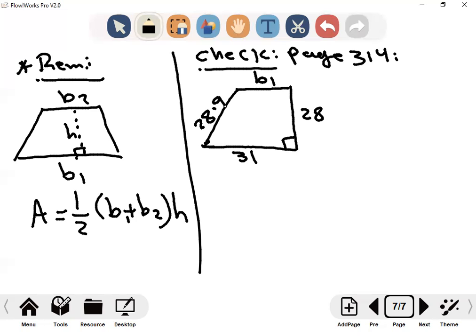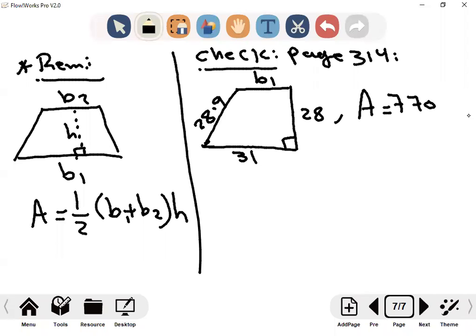Let's read the question. The shape of Aguelo County resembles a trapezoid, right? The approximate area is 770 square miles. They gave me what? The area. So the area is given. The area is how much? 770 square miles. The area is given, and it wants from us to find the perimeter of this shape.